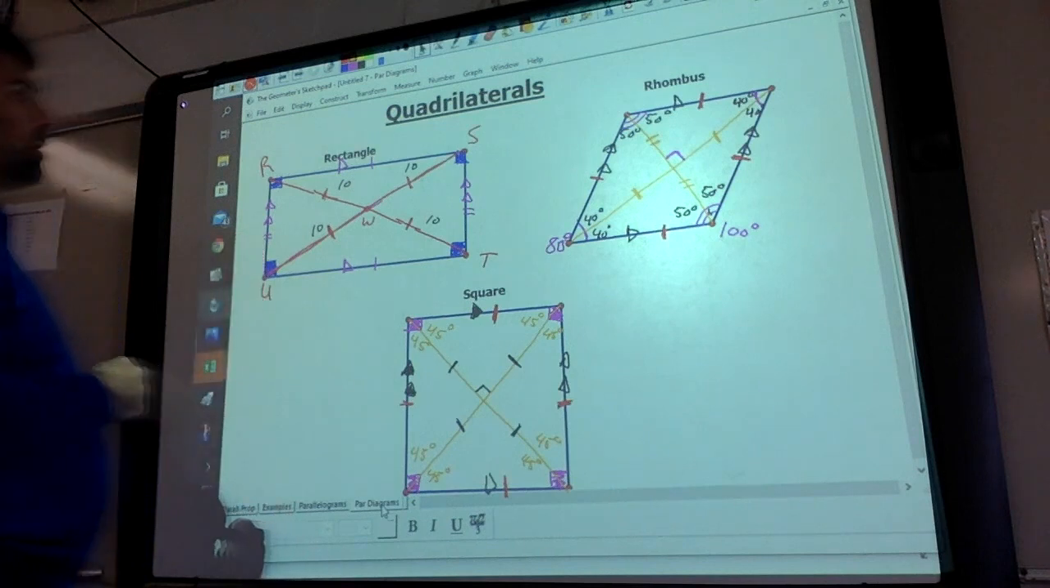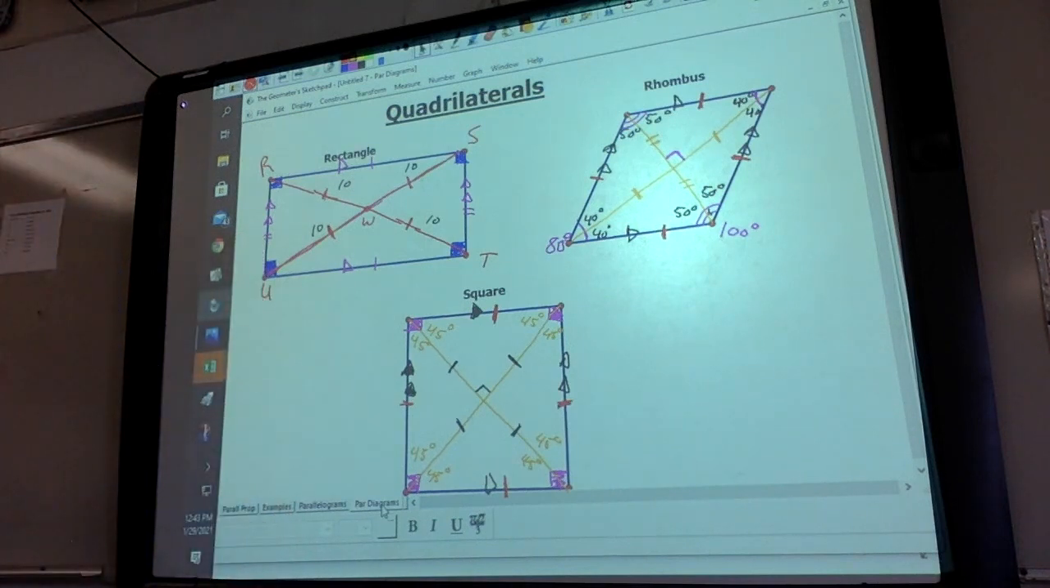And there are diagrams of each of those three. Hopefully this helped.